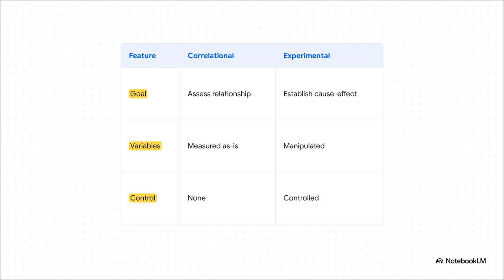And that leads to the biggest difference: control. Experiments go to great lengths to control for all those other factors, those third variables. Correlational studies, by their nature, can't. That active control, that's the magic ingredient that lets an experiment say, yes, this causes that.